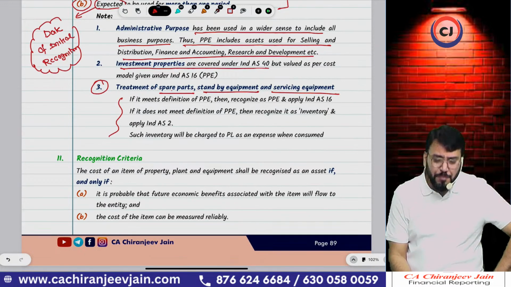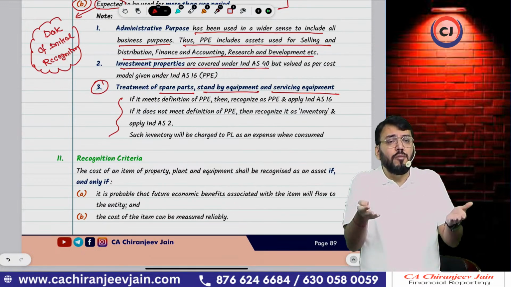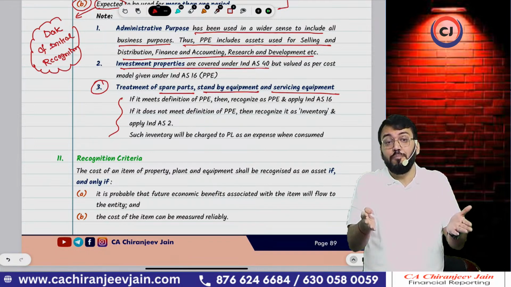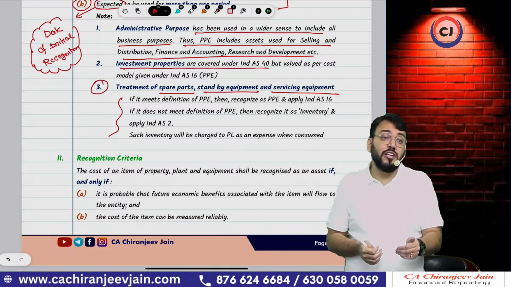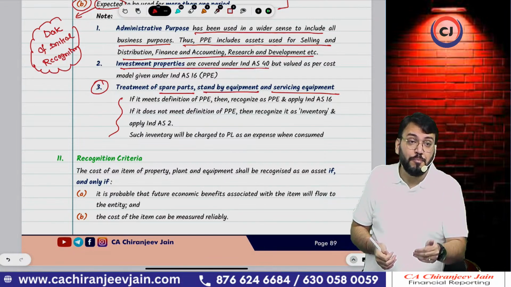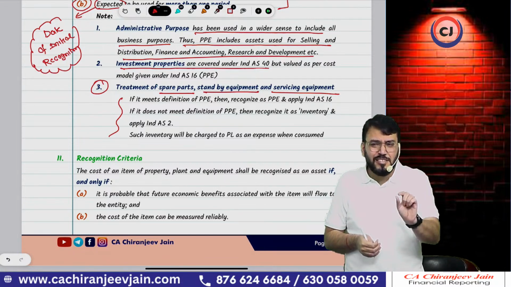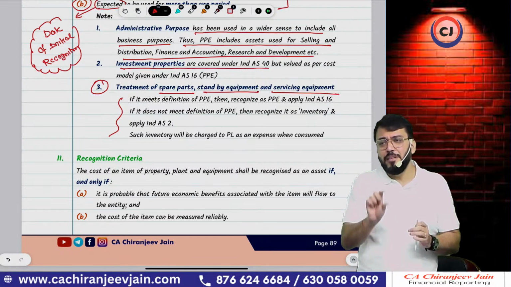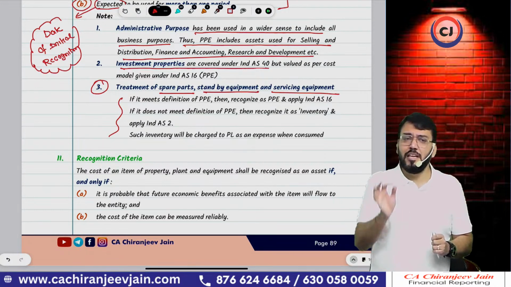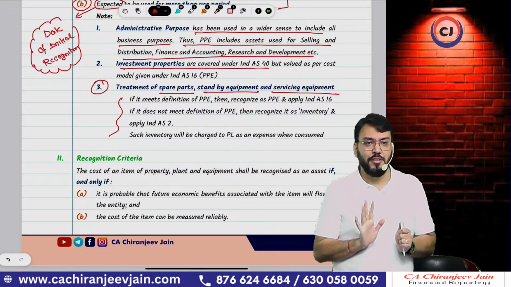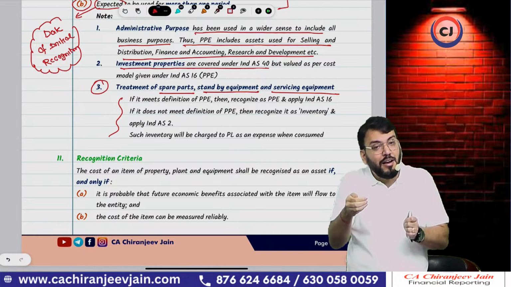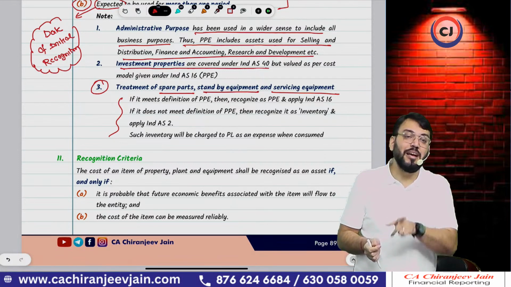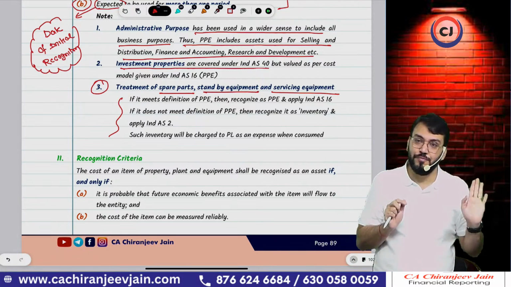So can I say it is a spare part? What doubt came? It is quite possible that in one year it remains unused. The doubt will come, sir, whether it is property, plant and equipment. A simple clarification has been given: if it meets the definition of PPE, then it is PPE and apply Ind AS 16. But if it does not meet the definition of PPE, then it is not PPE, it becomes inventory and we apply Ind AS 2.